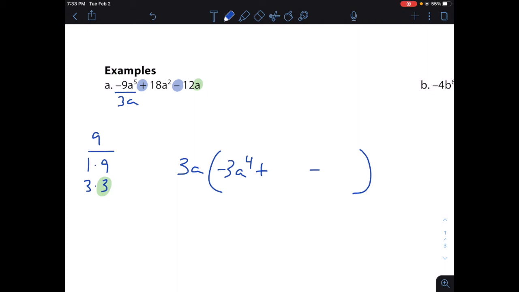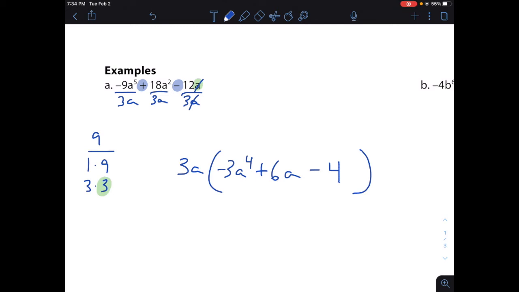Okay, so I'm going to do the same thing with 18a squared, so I divide that by 3a. Well, 18 divided by 3 is 6. And then a squared divided by a is just a. And then I'm going to do the same thing with the last term. 12 divided by 3 is 4. And since I've already put my signs in there, I don't have to worry about the signs here. So 12 divided by 3 is 4. And then in this case, the a's just cancel each other out. So I'm left with just that 4.